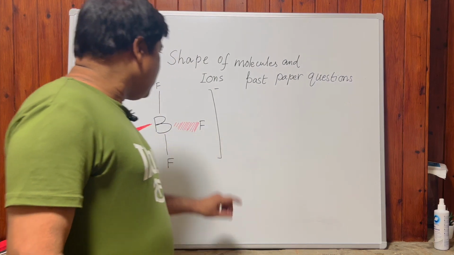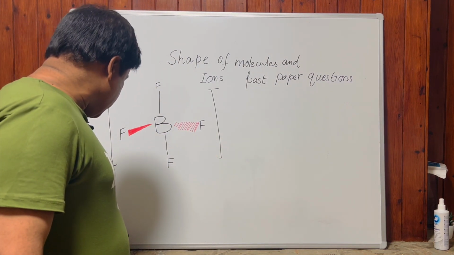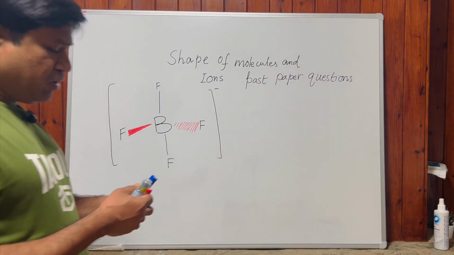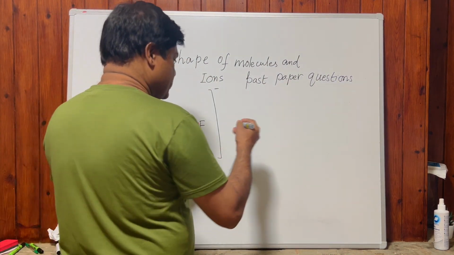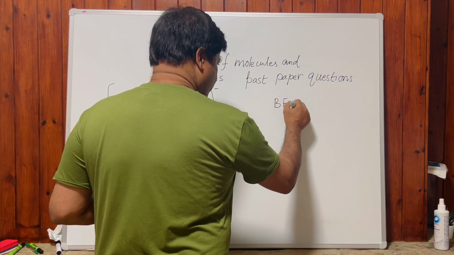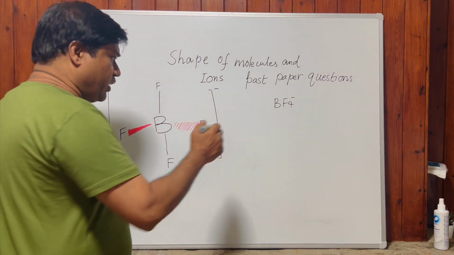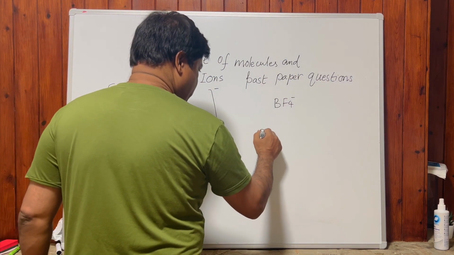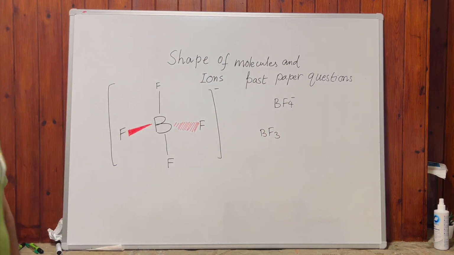Look at that, that's one question. What is the shape and bond angle of BF4 minus? BF4 minus, boron trifluoride. Let's start with the boron trifluoride, which is trigonal planar.